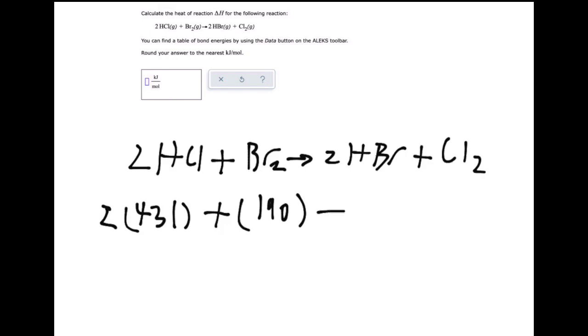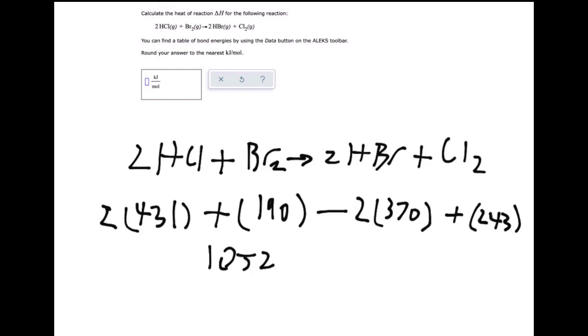And so minus, now it's 2 times HBr, because there's 2 HBr bonds, and an HBr bond was 370, plus the Cl2 bond, which is 243. Upon doing the summation, we end up getting the left side to equal 1052, and the right side equals 983. So our delta H is 69 kilojoules per mole.